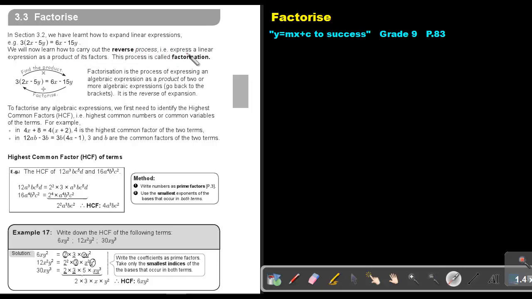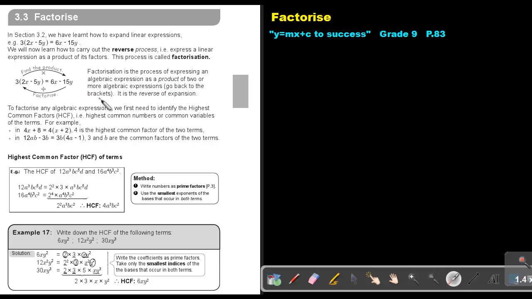For example, express a linear expression as a product of its factors. This process is called factorization. So basically, we were doing this. Now, what we're going to do in this section is this. So this was involving multiplication, and this will involve division. So factorization is the process of expressing an algebraic expression as a product of 2 or more algebraic expressions.